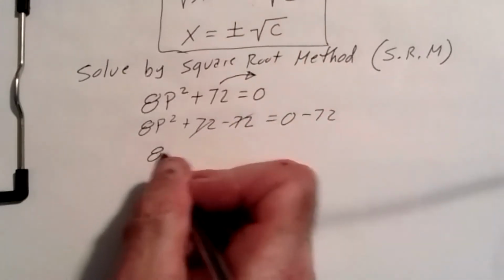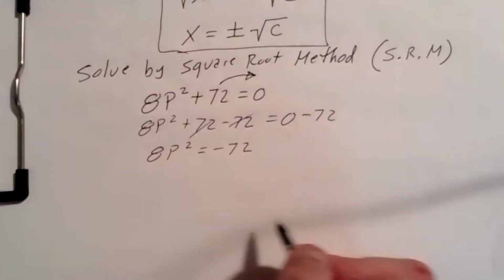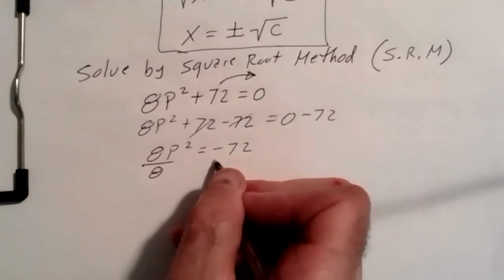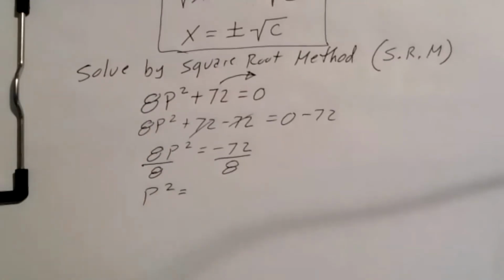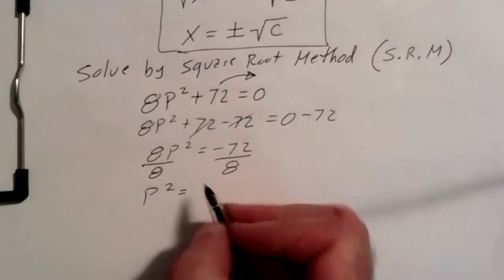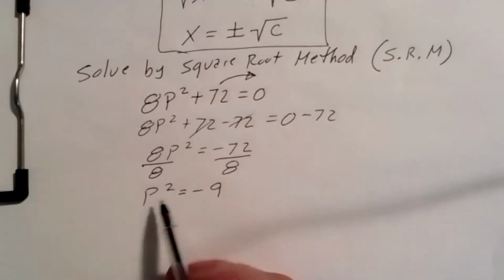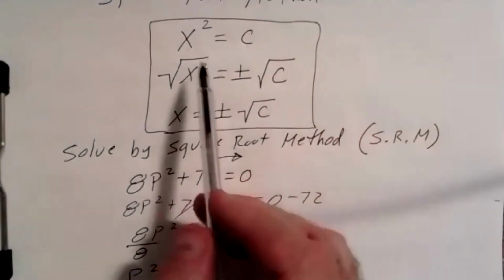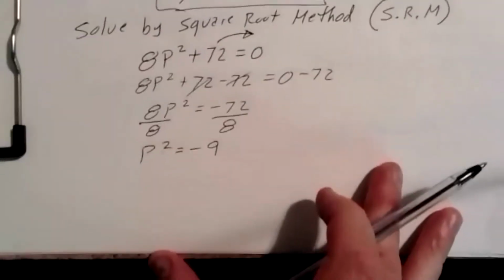All right, so therefore we got 8p squared is equal to what? Negative 72. Now we divide both sides by what? 8. So therefore p squared is going to be equal to what? What's negative 72 divided by 8? Negative 9. Now, ladies and gentlemen, how am I going to solve for the two solutions of this quadratic equation? How do you get rid of the square? We take the square root. We hit both sides with the square root function, don't we? That's why they call it the square root method.